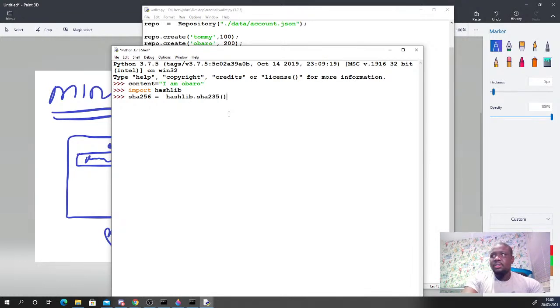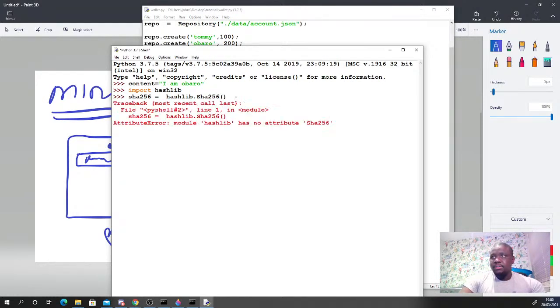sha256, I think it's capital letter 256. If it's not capital letter, it will tell us. So if it's capital letter, let's say again 256. Okay, small letter. Now we can update the value. We can actually put it here, but I didn't. So now let's just take our content, which is "I am Obaro", and put it here.